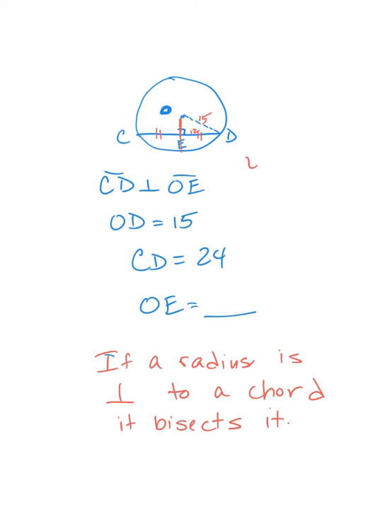A squared plus B squared equals C squared. So that turns into x squared equals 225 minus 144. And I believe that's 81. X squared equals 81. X equals 9.